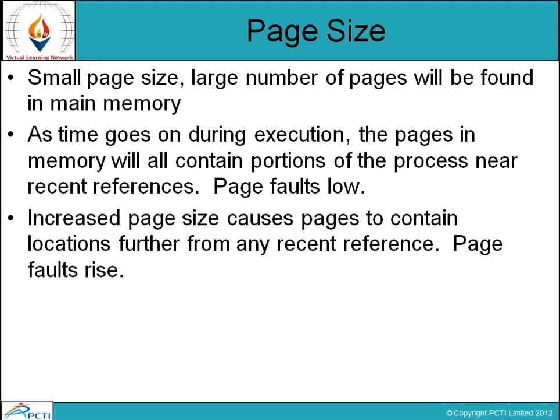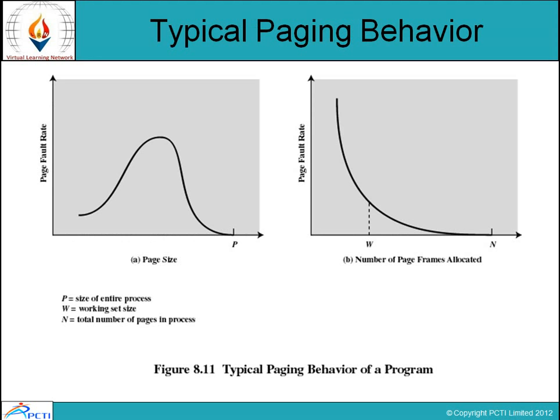A small page size means a larger number of pages will be found in main memory. As time goes on during execution, the pages in main memory will contain portions of the process near the recent references, and the page fault rate is low. Increasing the page size causes each page to contain locations further from any recent references, and due to this the page faults rise. Now this diagram shows how typical paging behavior works.